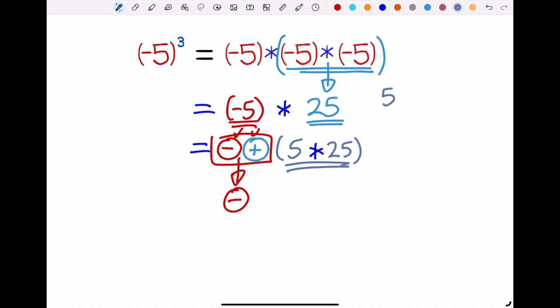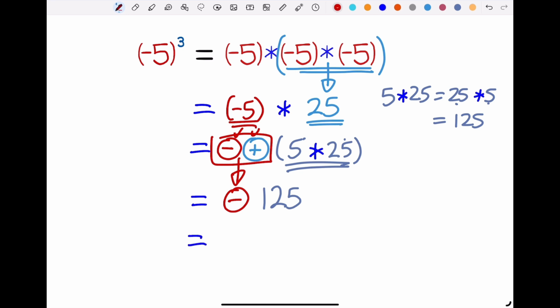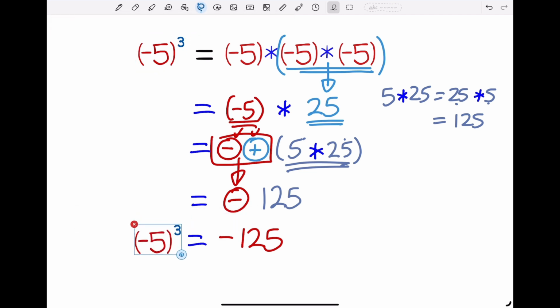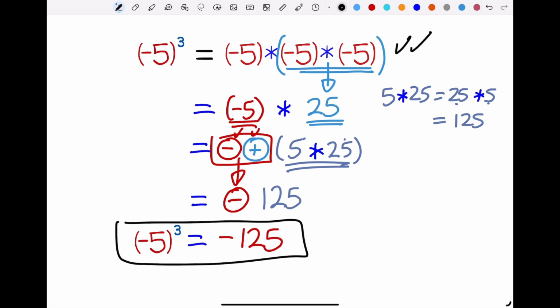But we know that 5 times 25 equals 25 times 5 by the commutative property. And we have already calculated that 25 times 5 equals 125. So we could replace this 5 times 25 with its answer of 125. And now putting this all together, our final answer is negative 125. So we still got that negative 5 to the third power equals negative 125. So we have shown that the associative property is correct.